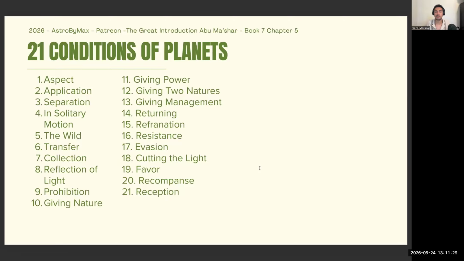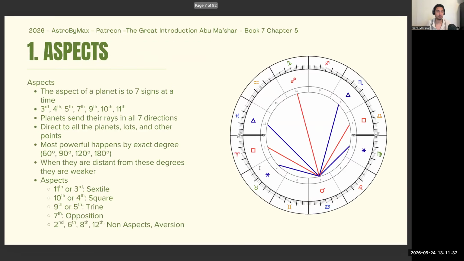So we've got 21 assemblages of the planets. Let's get into it. First are aspects. The aspect is understood, according to Abu Mashar, of a planet. The aspect of a planet is to 7 signs at the same time.